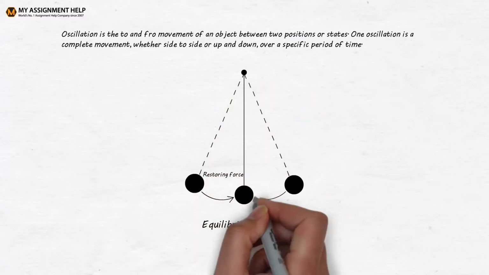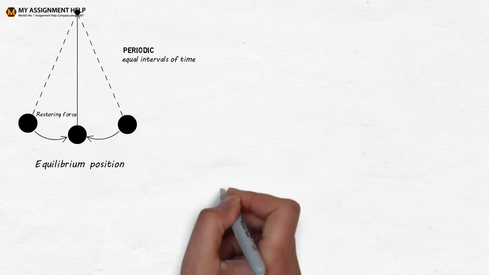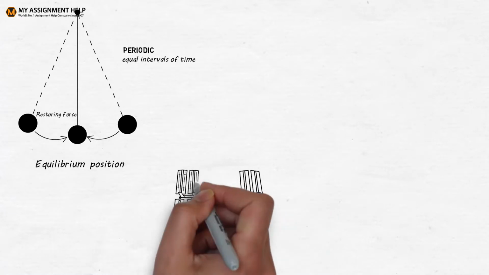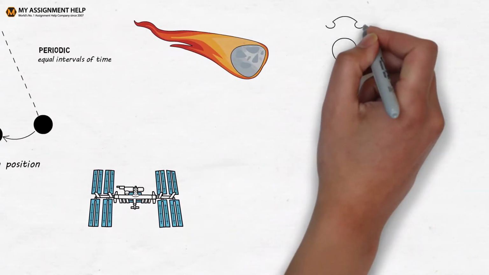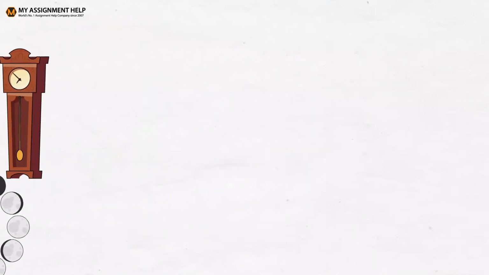Oscillatory motion is always periodic, that means it takes place within equal intervals of time. Other examples of oscillatory motion are the movement of artificial and natural satellites around the Earth, the motion of the comets, to and fro movement of the swinging pendulum, the phases of the moon, etc.